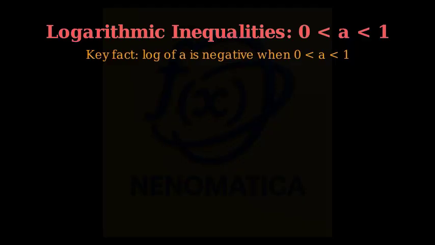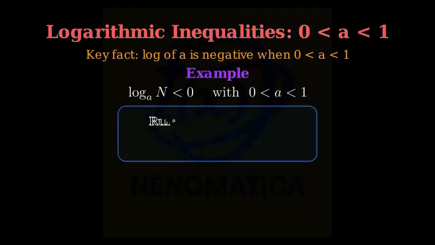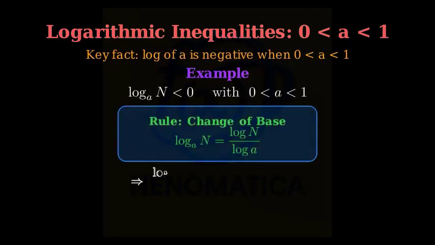We will follow a clean algorithm for two cases, log base a of n less than 0 and log base a of n greater than 0. Example: solve the inequality log base a of n is less than 0, assuming 0 less than a less than 1. Step 1. Apply the change of base formula and state the sign of log of a. Log base a of n equals the common log of n divided by the common log of a. Because 0 is less than a and it is less than 1, log of a is negative.